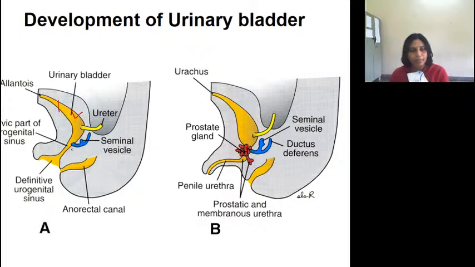And then the distal part of this urogenital sinus will form the pelvic part of the urogenital sinus, which is a little narrower, and this leads to the development of the prostatic part and also the membranous part of the urethra in the case of males, and the membranous part of the urethra in the case of females. The definitive urogenital sinus we will discuss with the development of the genital system. But the pelvic part of the urogenital sinus gives rise to the membranous part as well as the prostatic part of the urethra.